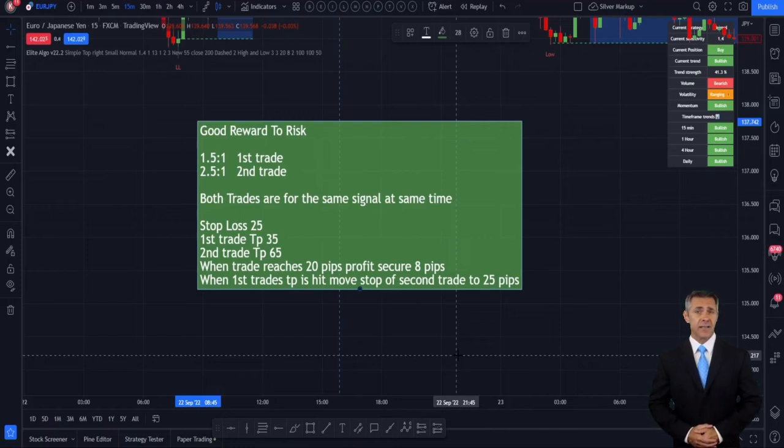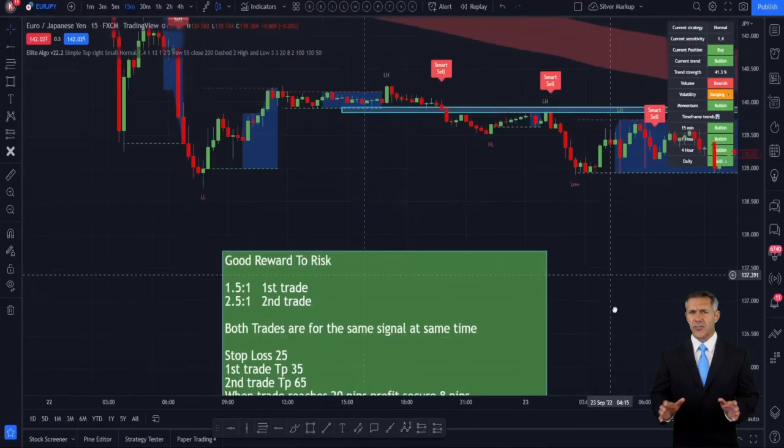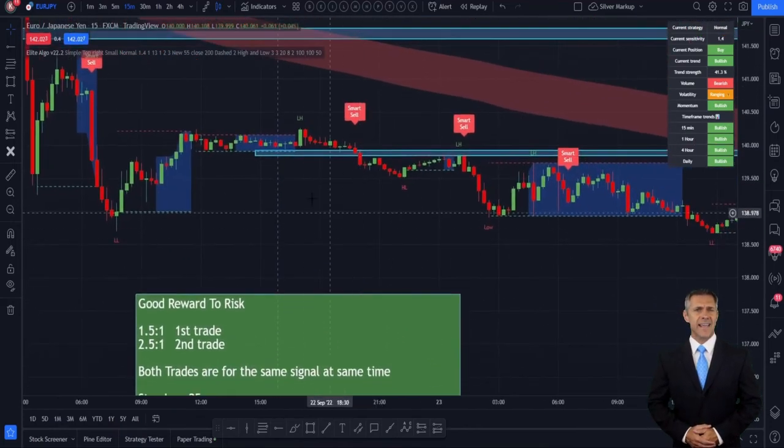So with that type of game plan, you only have to be about 45% accurate to be profitable. So that takes a lot of pressure off of you. So this is how we use the break and retest strategy.